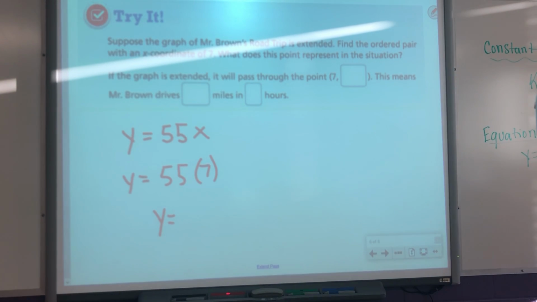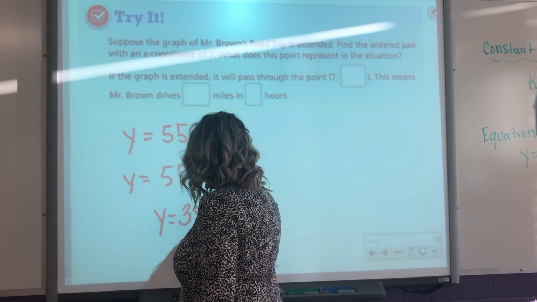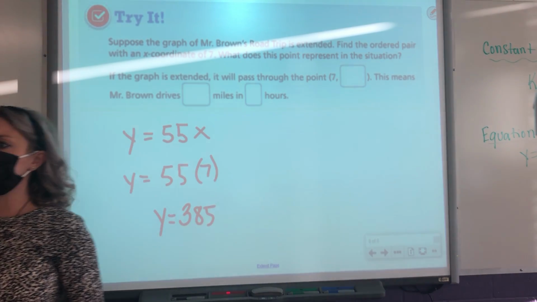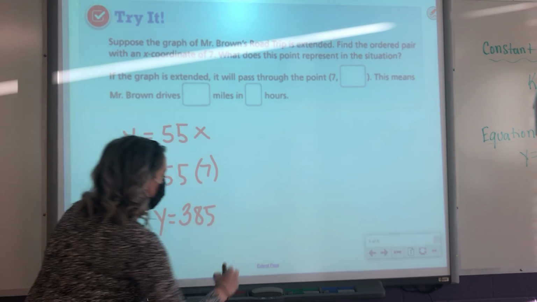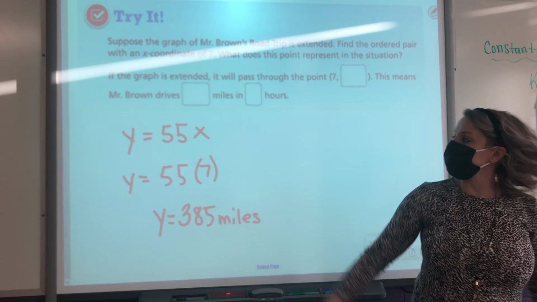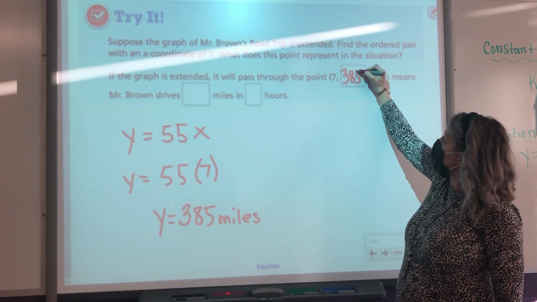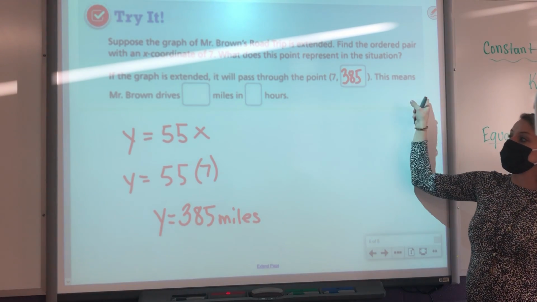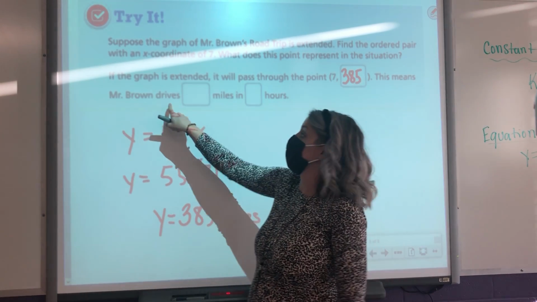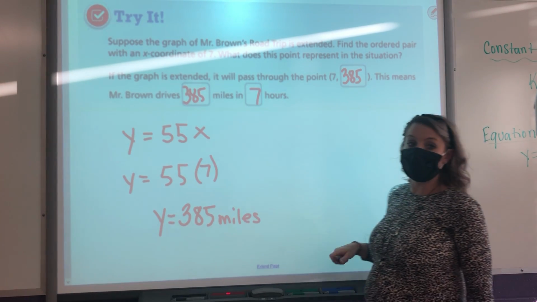Tucker, you had your hand up, hon? Oh, okay, I'm sorry. I have y as 385? Everyone else agree? Yep. What does 385 represent? The number of miles. Very good. So 385 miles. Okay, so that means that our point of 7, 385, means that Mr. Brown drives 385 miles in 7 hours.